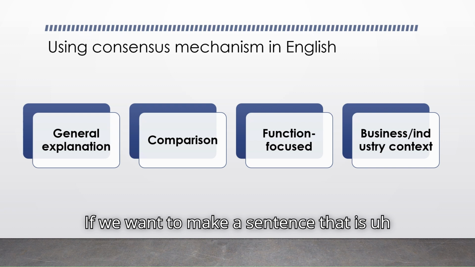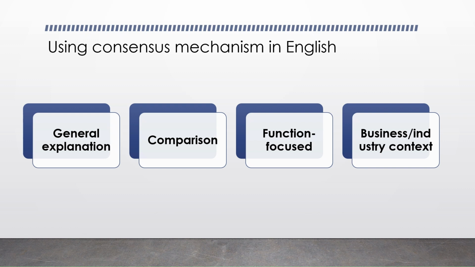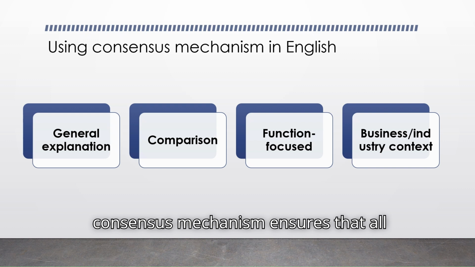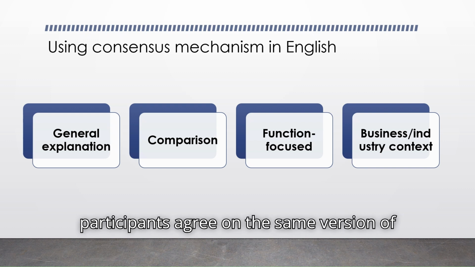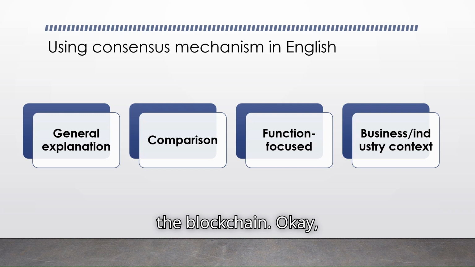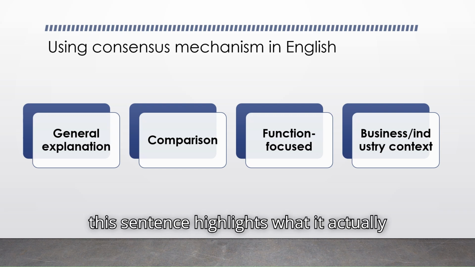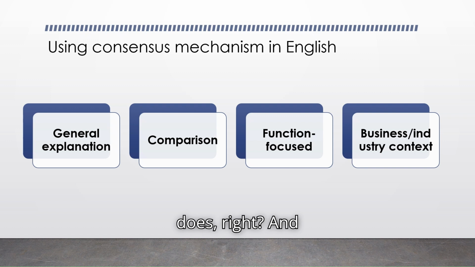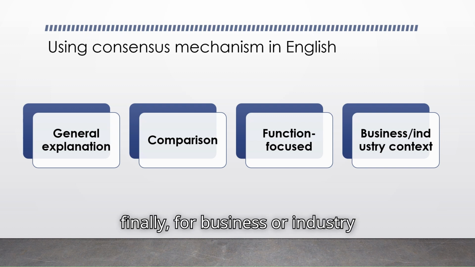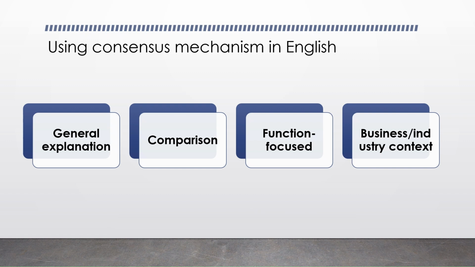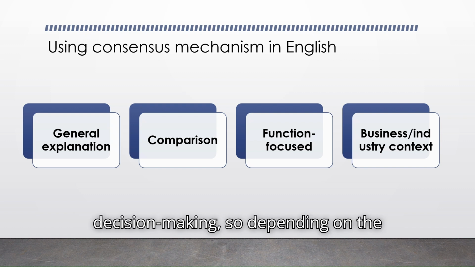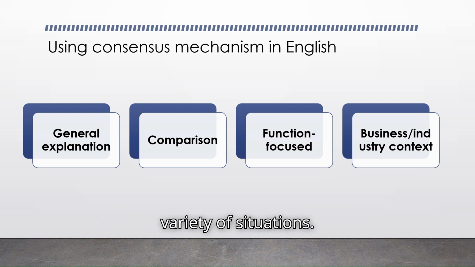If we want to make a sentence that is focused on the function, we might say, the consensus mechanism ensures that all participants agree on the same version of the blockchain. Okay, this sentence highlights what it actually does, right? And finally, for business or industry context, we might say something like, choosing the right consensus mechanism can affect scalability, security, and energy efficiency. This kind of sentence shows how the term appears in real-world decision-making, so depending on the context, the phrase can be used in a variety of situations.